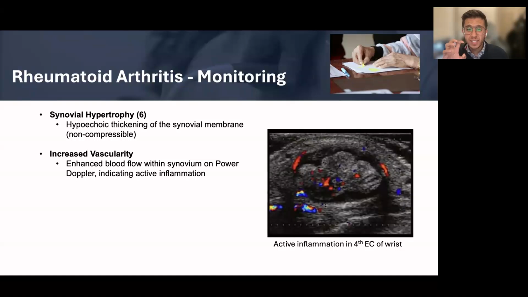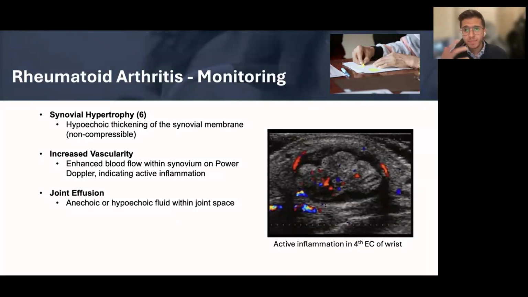You have increased vascularity. Again, not very specific between a tendinopathy and an inflammatory arthritis, but when you piece it together in the context of the history and the clinical examination, increased vascularity is really helpful. Joint effusion, again, not very specific, but you're pairing this up with the rest of your clinical diagnosis, and you will classically see some fluid in the joint in patients with active inflammatory arthritis.